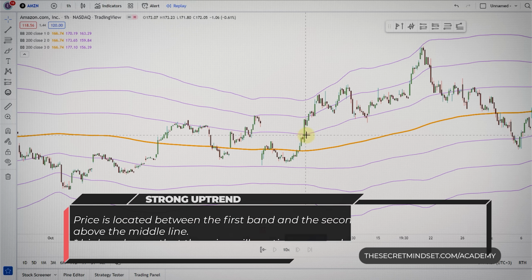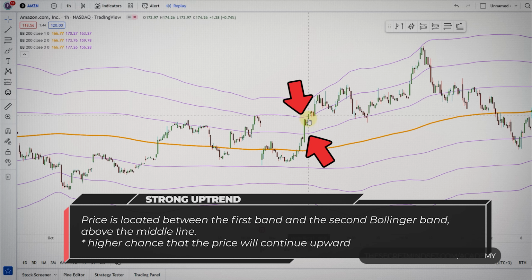When price is located between the first band and the second Bollinger Band, we have a strong uptrend. There is a higher chance that the price will continue upward. As long as the candles continue to close in this buy zone, the odds favor maintaining current long positions or even opening new ones.